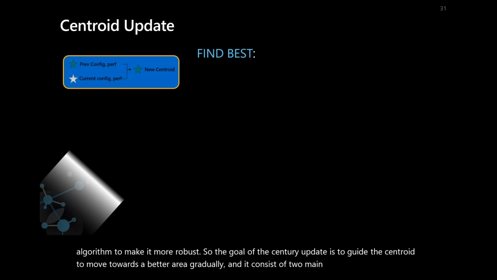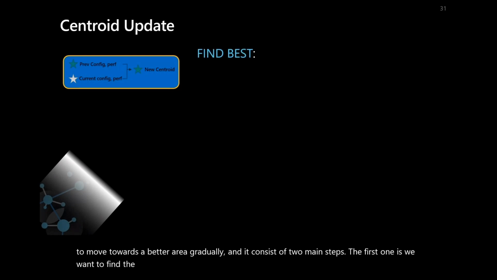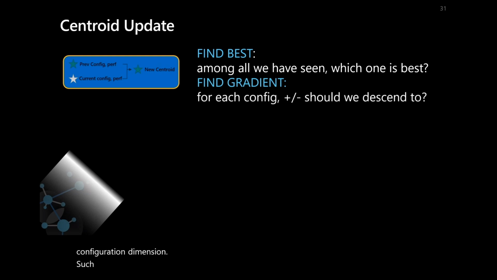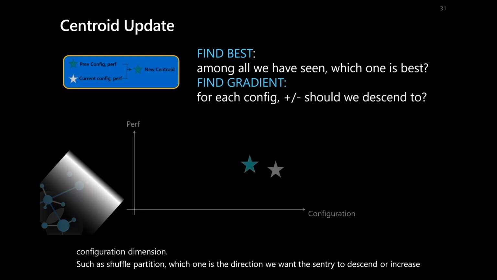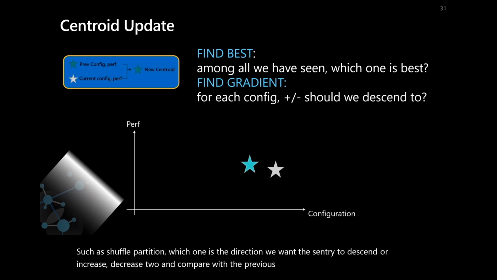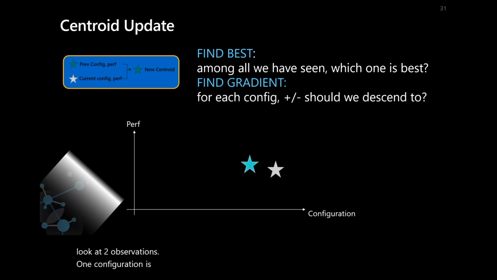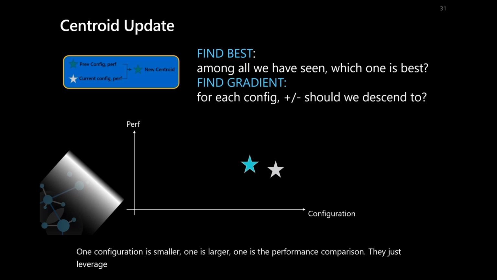The first one is we want to find the best candidate in the previous observations we have seen so far. And based on that, we find the gradient we want to descend towards, meaning that for each configuration dimension, such as shuffle partition, which one is the direction we want the Centroid to descend, or increase, decrease to. And compared with the previous model, for instance, they sometimes look at two observations. One configuration is smaller, one is larger. What is the performance comparison? They just leverage those two observations and determine the gradient.